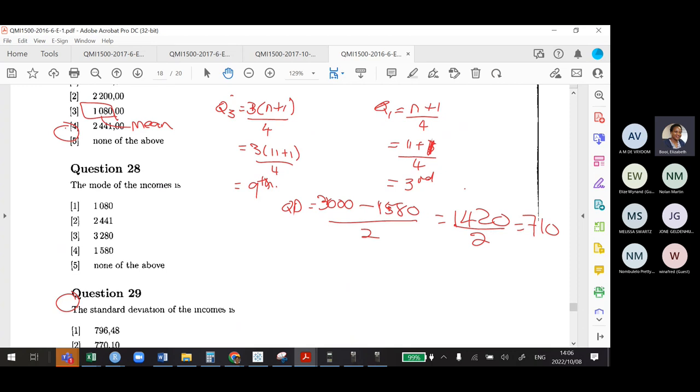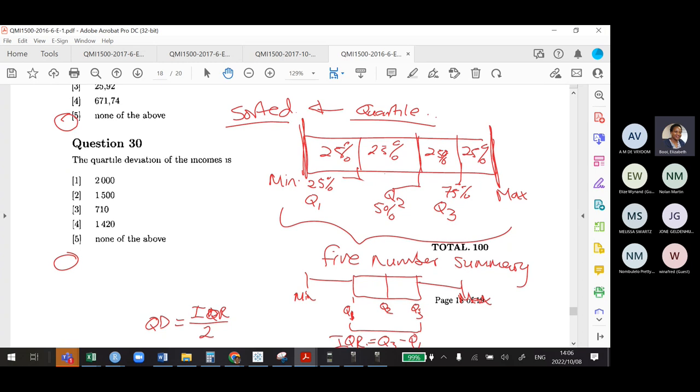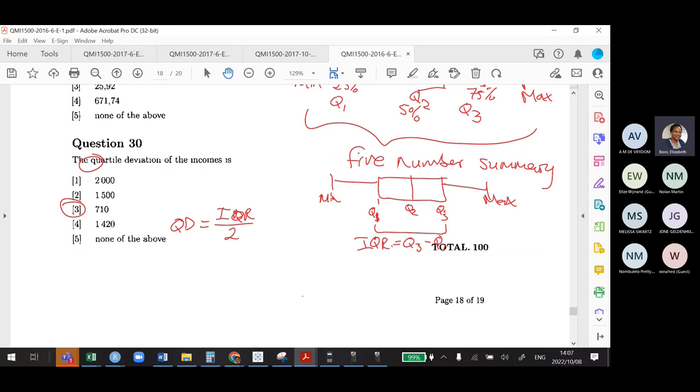If you don't divide it by 2, you will still find that answer among the options, but it will not be the correct answer, right? So it will not be the correct answer, but the answer is option 3. And that is the interquartile range. I hope you understand that in the 5 minutes that I forced onto you guys.